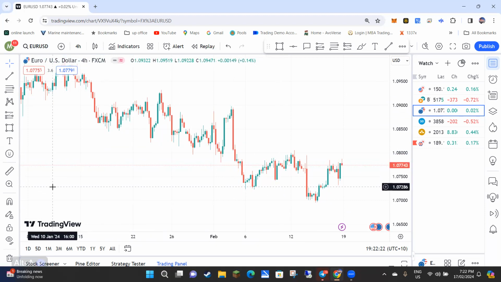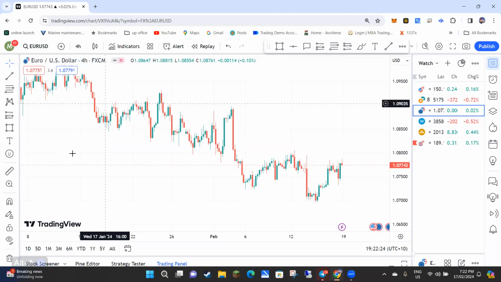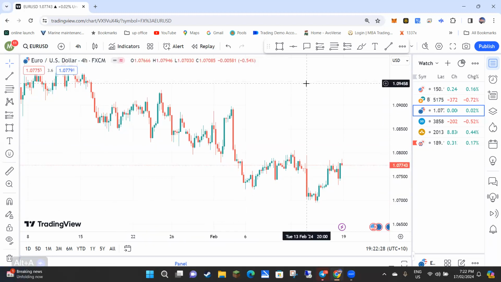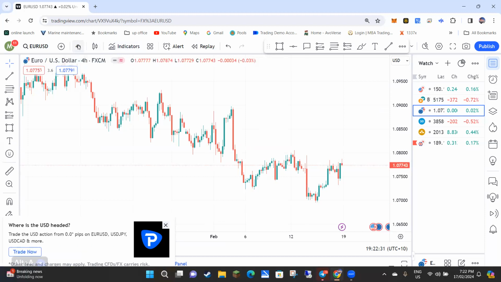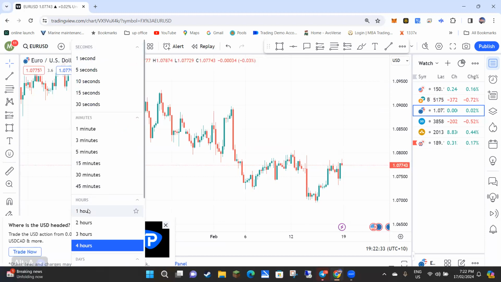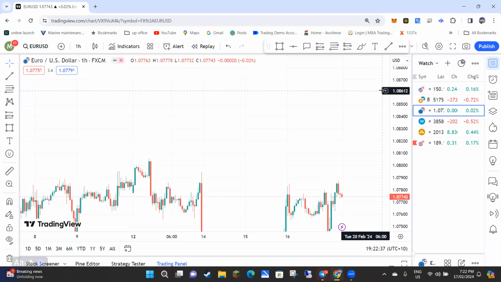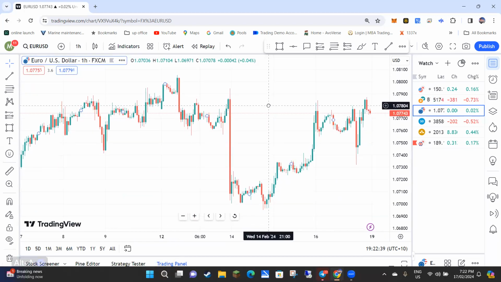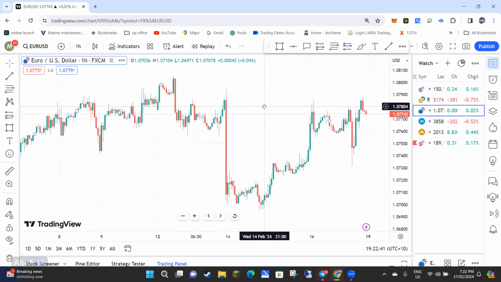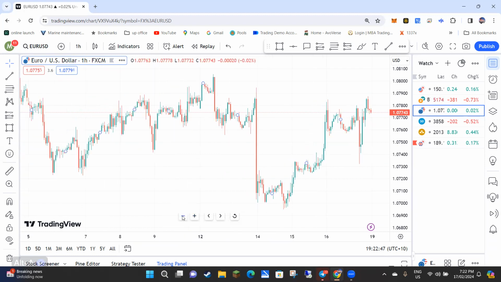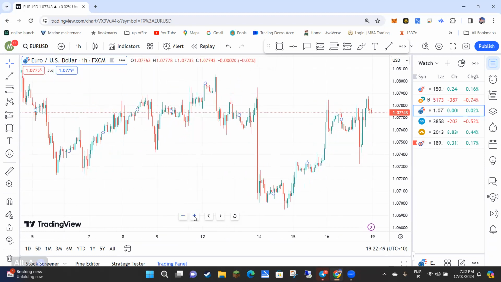But perhaps at another time, if I was on the 4-hourly, it might have come up and then right down and then back up, and then I would have something to draw. But I'm not going to. I'm going to jump straight down to the 1-hour time frame now. This is how you can zoom out and zoom in as well.